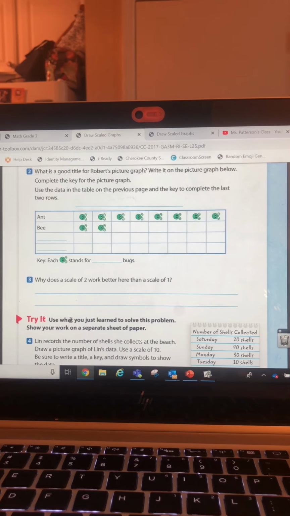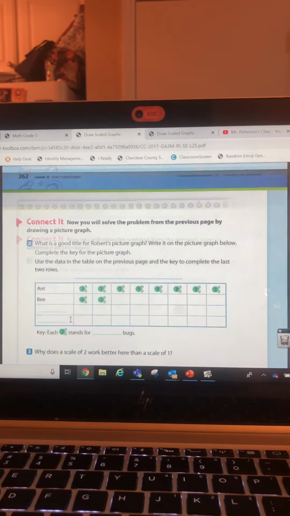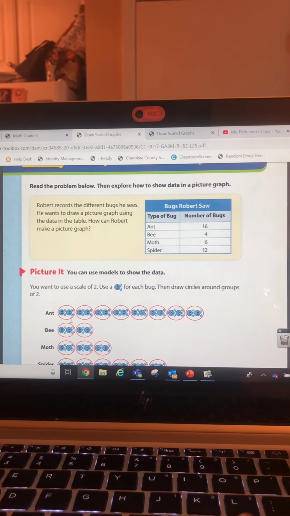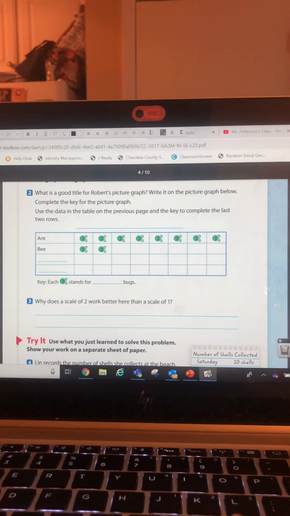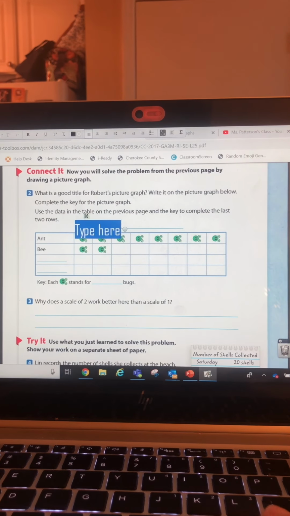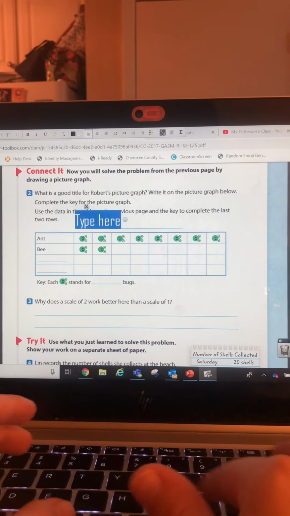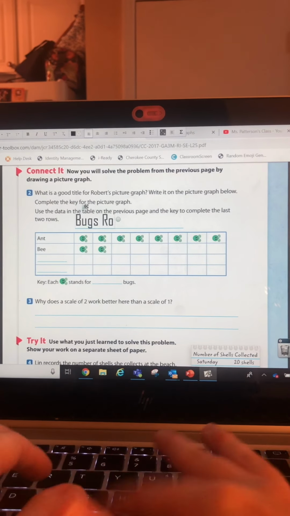Now, when we're creating picture graphs, we have to think about not just the scale and the key, but we have to think about the titles as well. So what's a good title for Robert's picture graph? You get the title from what the information is trying to tell you. So I may have to read the problem again and figure out my title. He records the different bugs that he sees. Okay, so this is telling me about the bugs that Robert saw. So I'm gathering my title from the question itself. So I'm going to call it Bugs Robert Saw.